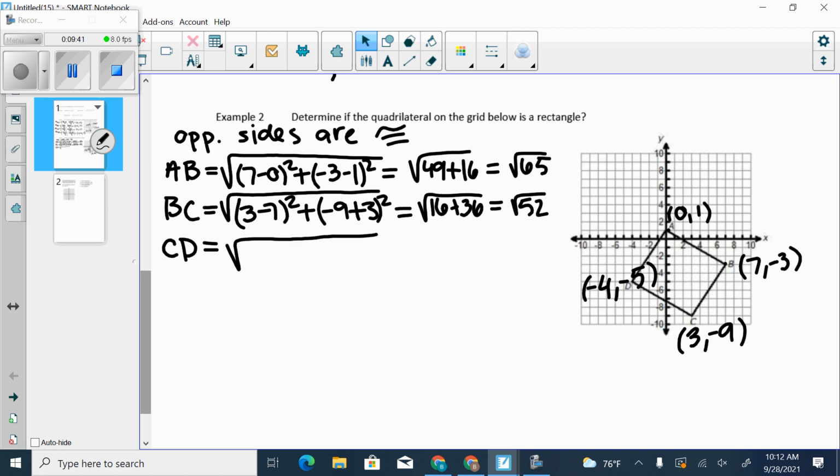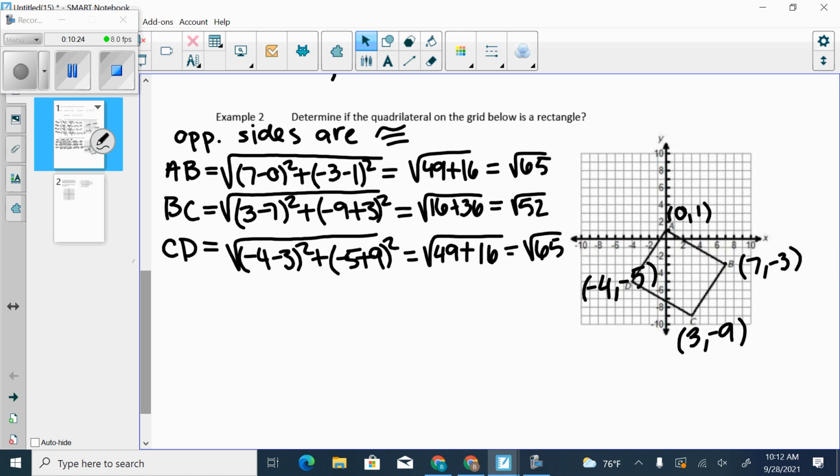Alright, so under my square root, x2 minus x1 will be plus y2 minus y1. Good. Okay, and what is negative 4 minus 3? Negative 7, and negative 7 squared is? Okay, and what is negative 5 plus 9? 4. What's 4 squared? So when I add them, we get... Okay, so are the two opposite sides congruent so far?